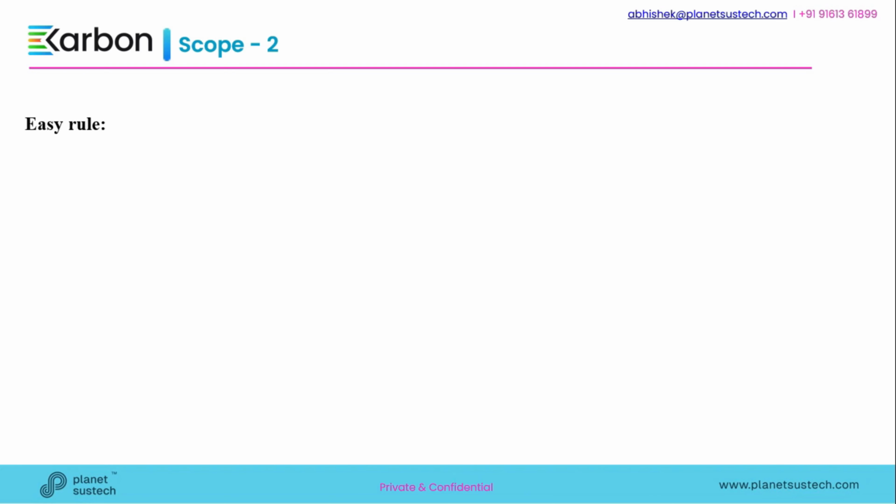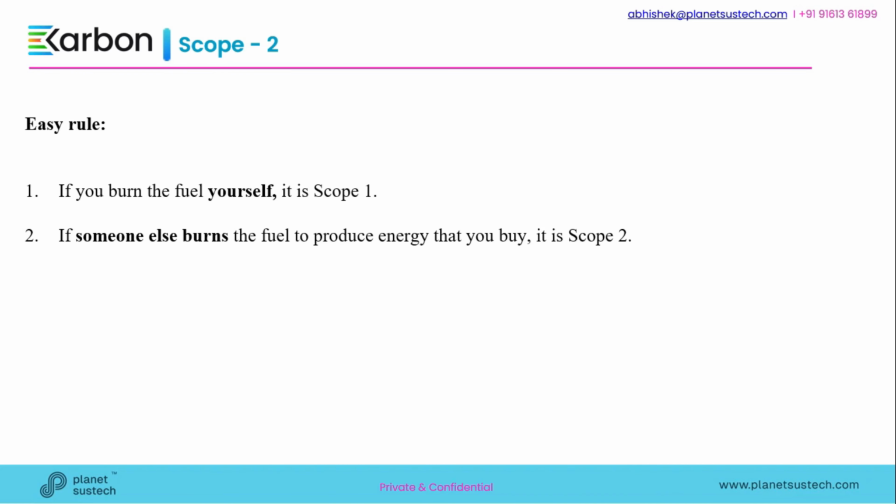Easy rule. If you burn the fuel yourself, it is Scope 1. If someone else burns the fuel to produce energy that you buy, it is Scope 2.